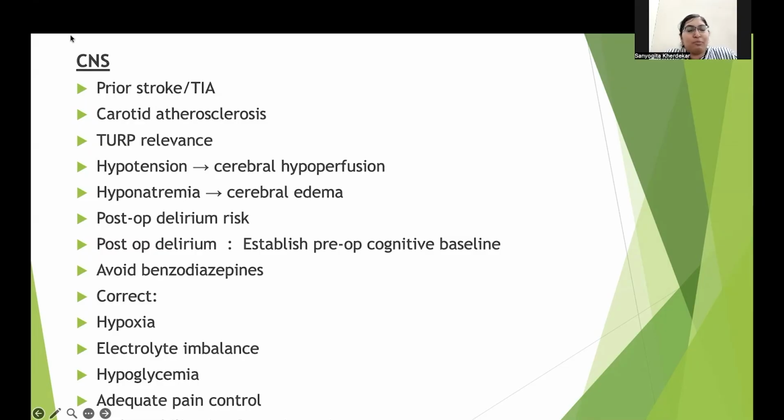So it is always good to have a pre-op cognitive baseline, avoid benzodiazepines or sedatives, and correct the hypoxia, electrolyte imbalance, hypoglycemia, and provide adequate pain control pre-op and post-operatively.